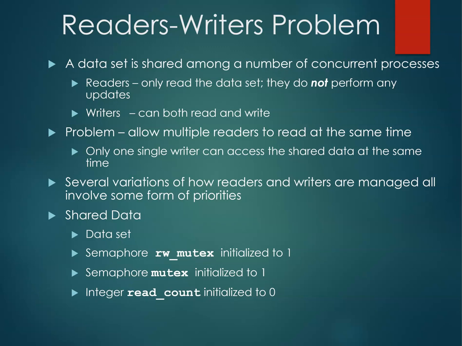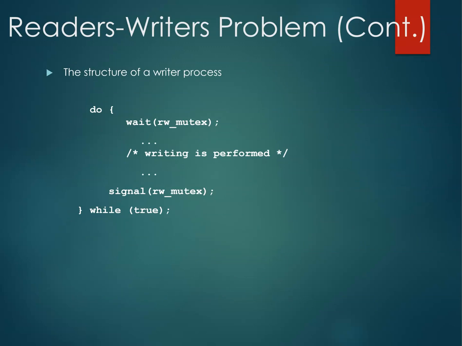There are variations of this used sometimes, but the shared data is this. You've got a shared data set, you've got a semaphore, the read-write mutex, we've got another mutex, and then we've got an integer count, a read count. So here's the process of a writer. We wait until we're allowed to write, writing is performed, and then we signal that we're done writing.